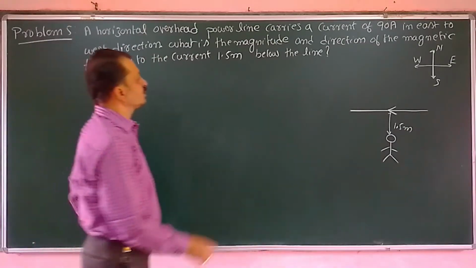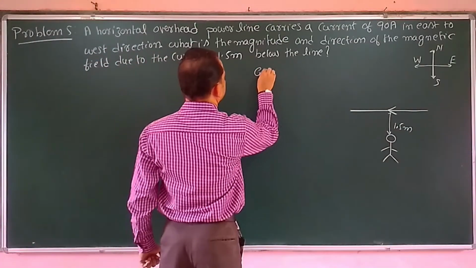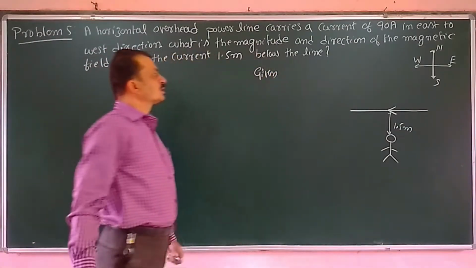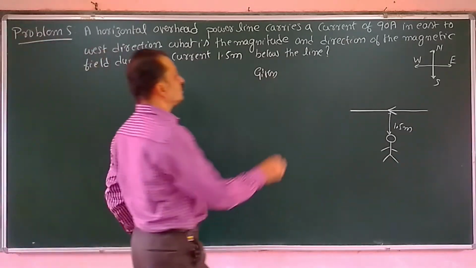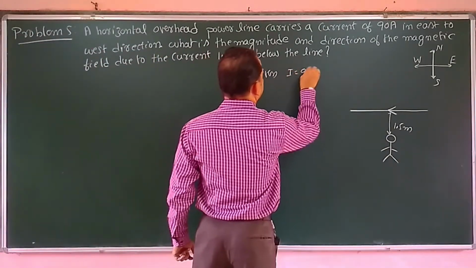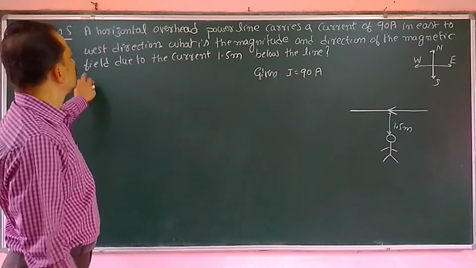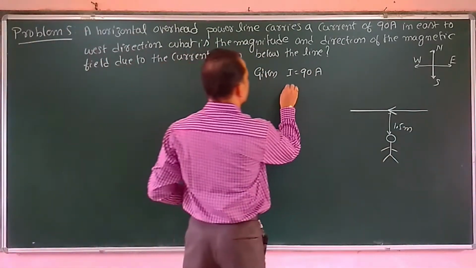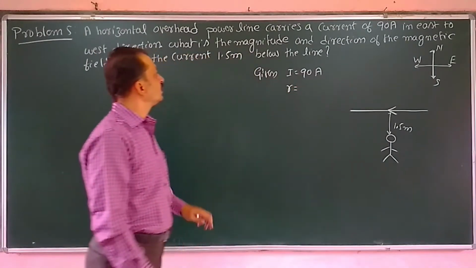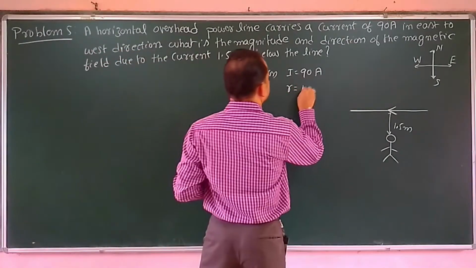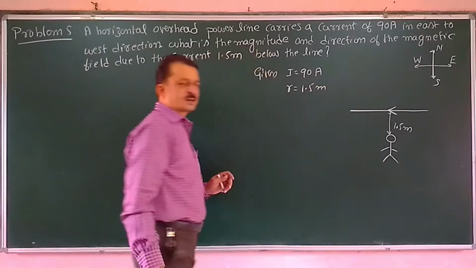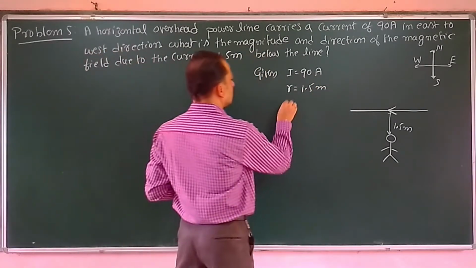That we have to calculate. So simple problem. So given, what are the given things? Look here. Current is given. I is equal to 90 amps in east-west direction, that is given, and the distance of the point at which we are going to calculate is 1.5 meter. So simply work out simple problem.